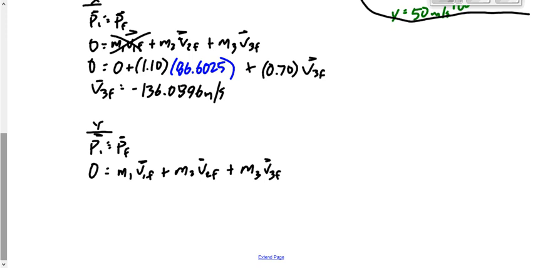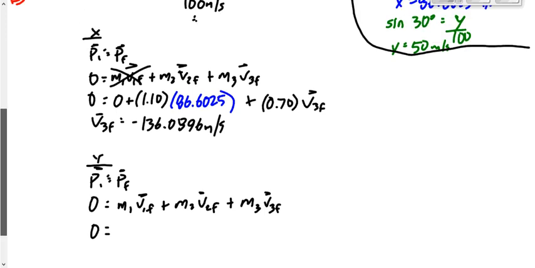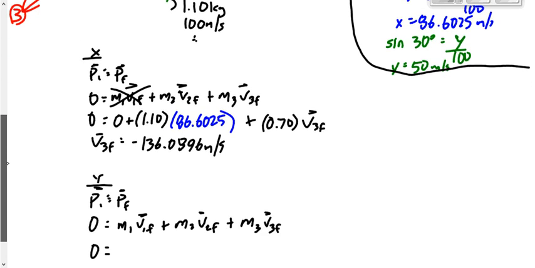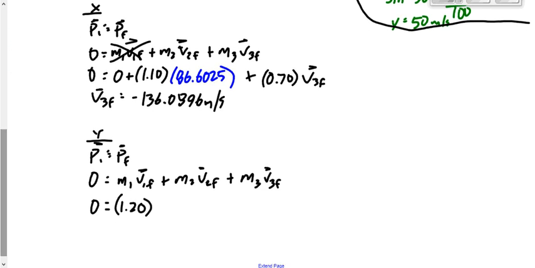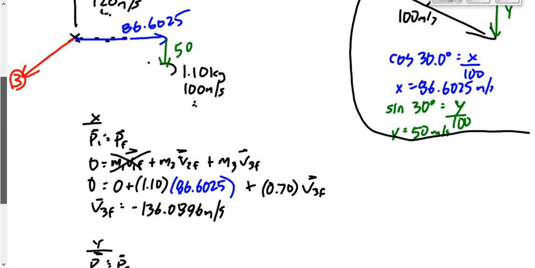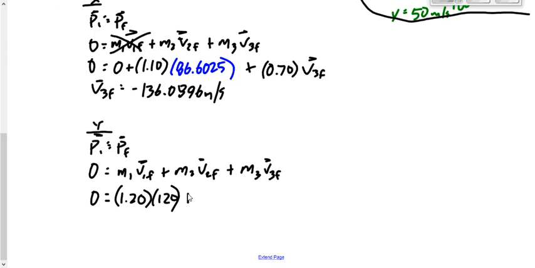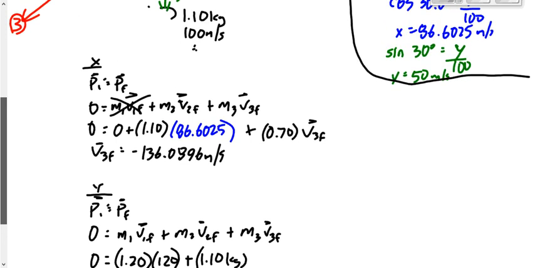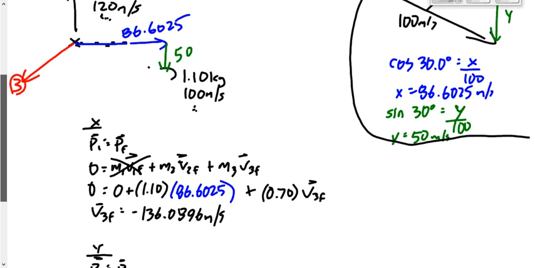That didn't work very well, hey? 1.2 times 120. All right, M2. What is M2? 1.10 kilograms. What's V2F? What's the y component of that 100 meters per second? Remember that 100 meters per second that's dead to us. Colton, how much of that 100 meters per second that I just erased, so we know it's not 100, right? How much of that is y component? Yes, except we're going to make it negative because it's 50 down, right? Good.